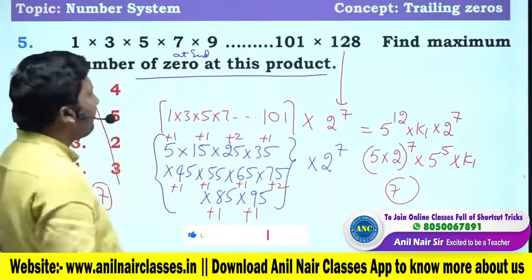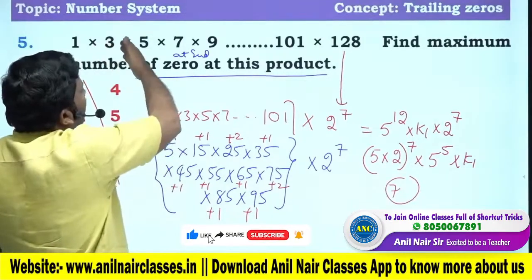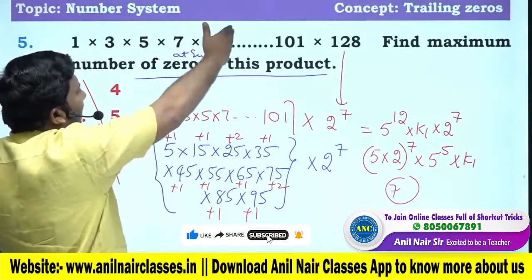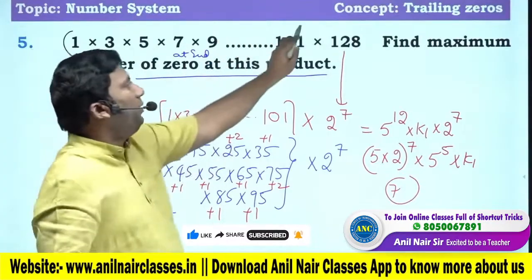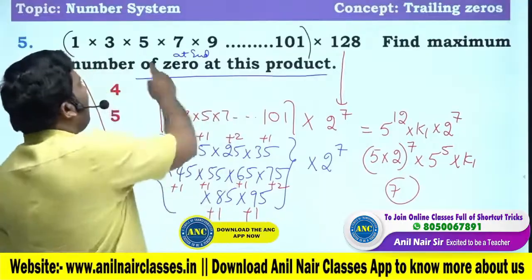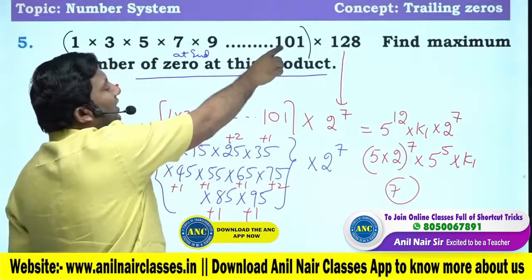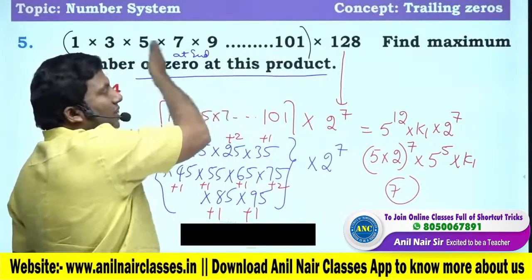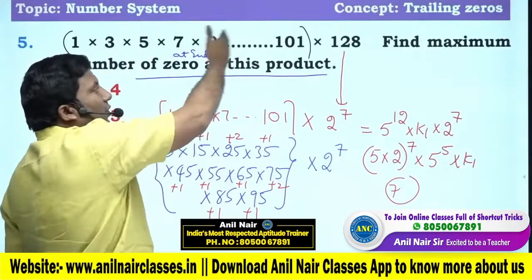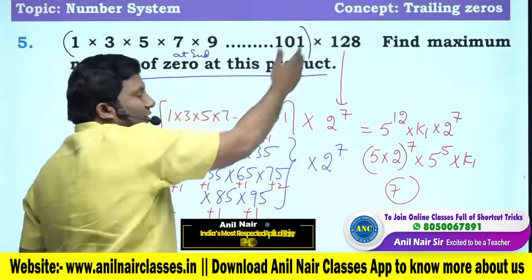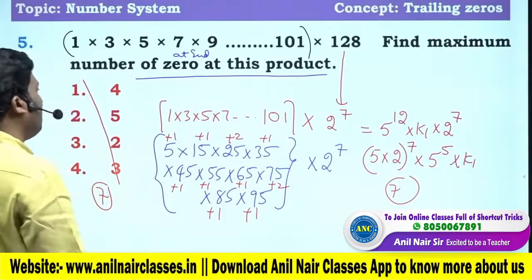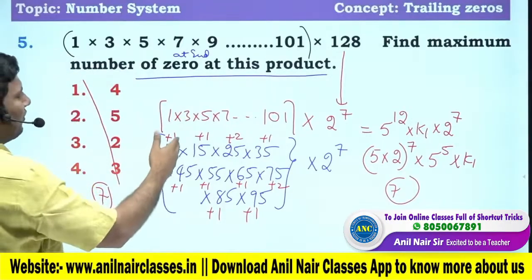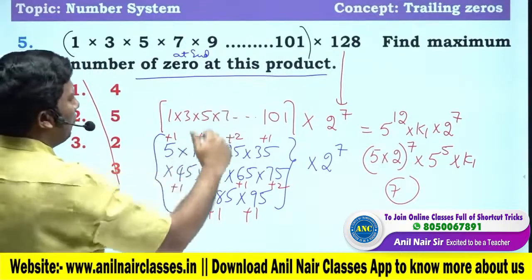Now see here. 1 into 3 into 5 into 7 into 9 and so on up to 101. In this one, how many multiples of 5 will I get? 5 ones are 5, 5 19s are 95. The powers of 5 I am getting are greater than 7. So the answer will be the lowest power, which is the power of 2. So the answer will be 5 into 1 into 3 into 5 into 7 and so on up to 2 power 7.